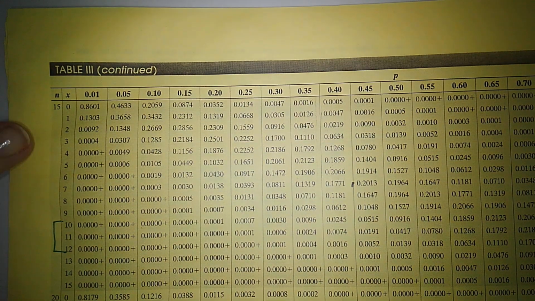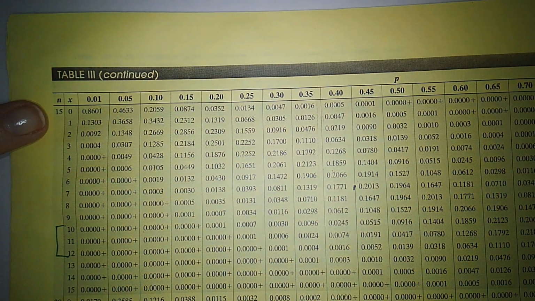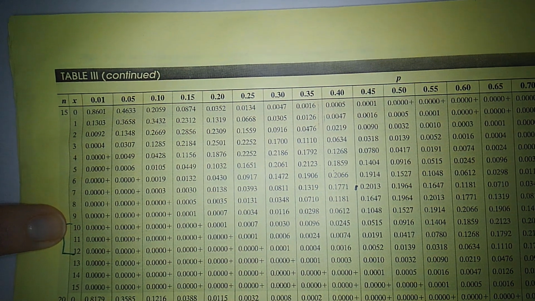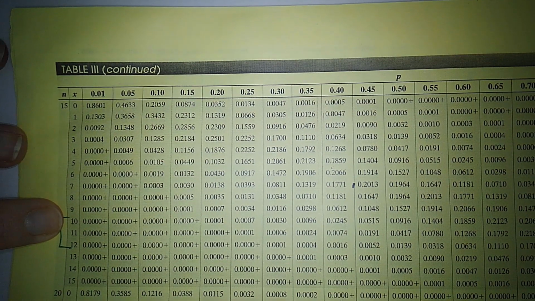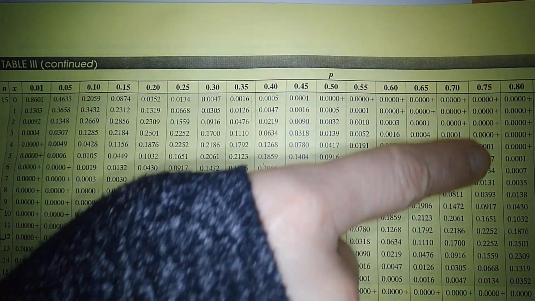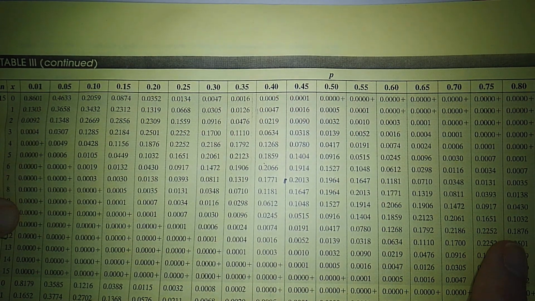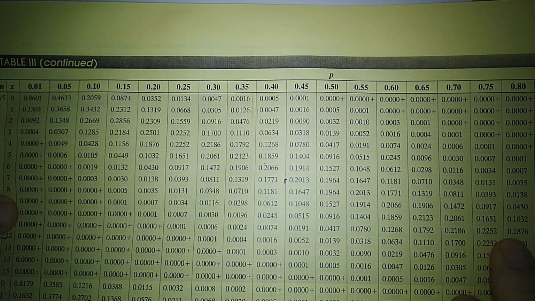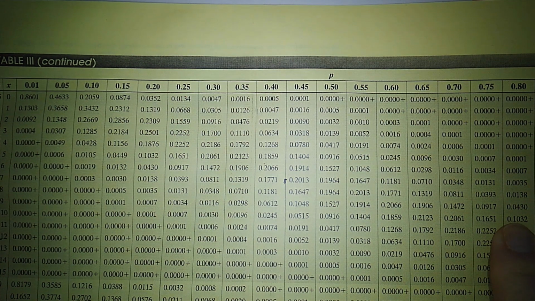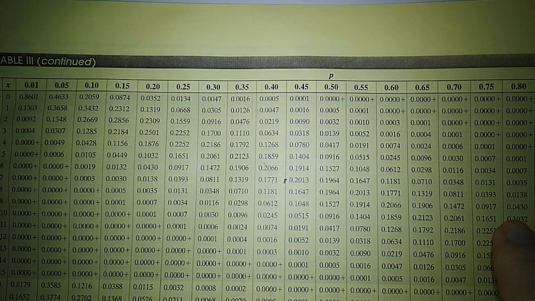I want N to be 15, and I want exactly 10 successes. I know the probability of being successful is 80%. So I need to follow this row all the way over until I see 80% over here. So where does that meet up? At 0.1032 over here. So the answer is going to be 0.1032.